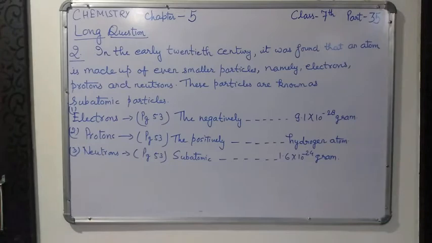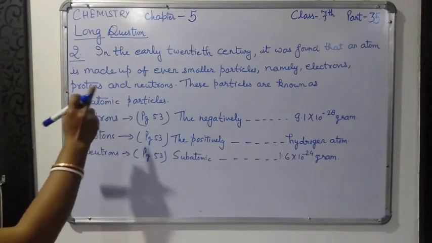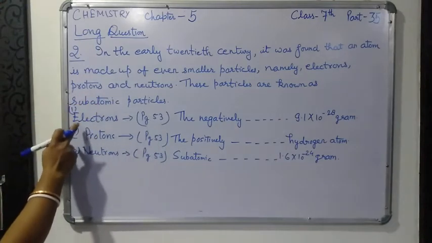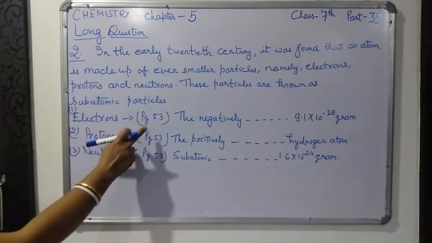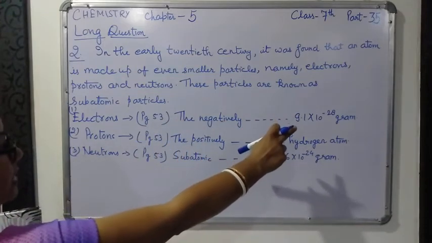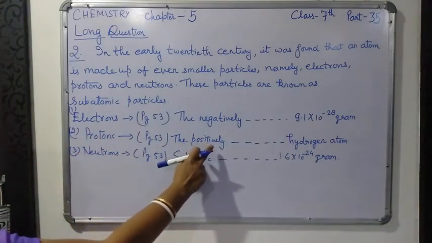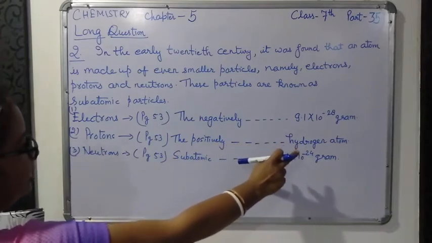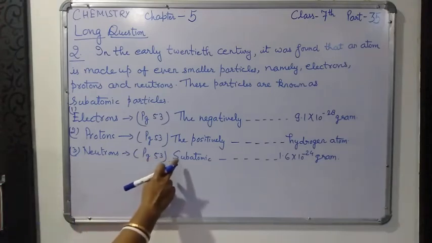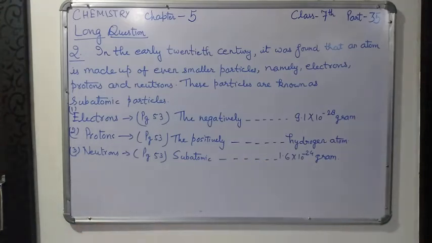I hope you understood. First you have to write these three lines. In the question it is asking what do you mean by subatomic particles, so first you have to write these four lines. Then one by one you have to write about electrons in page number 53 from "negatively" to 9.1 into 10 raised to the power minus 28 gram. Second heading, you have to write protons. You have to start from "positively" and write till "hydrogen atom". Third one, you have to write about neutrons. In the same page you have to start from "subatomic" and write till 1.6 into 10 raised to the power minus 24 gram.